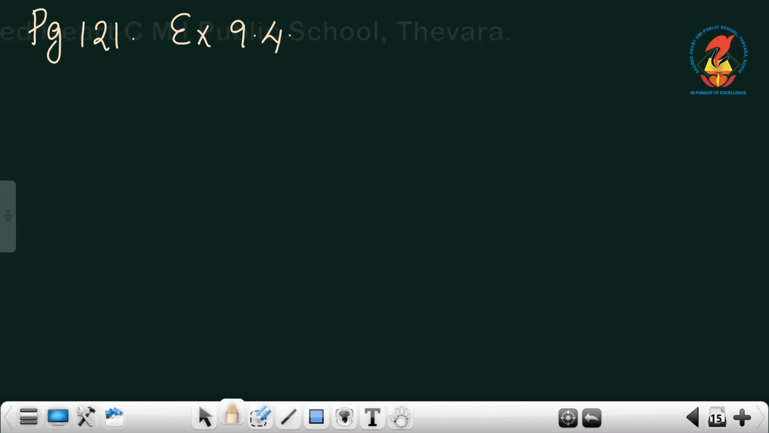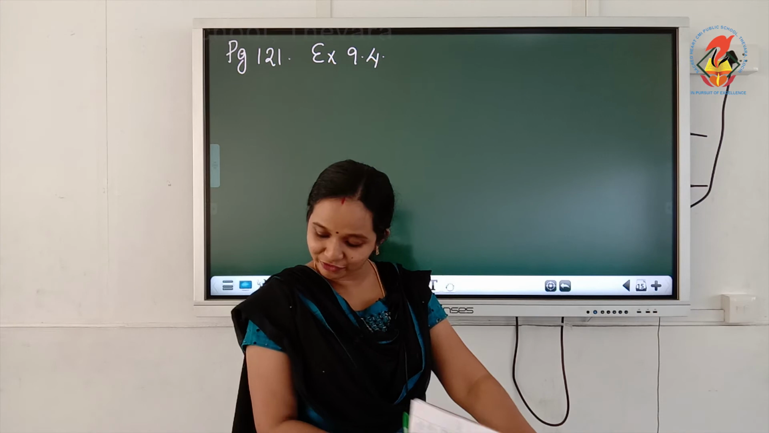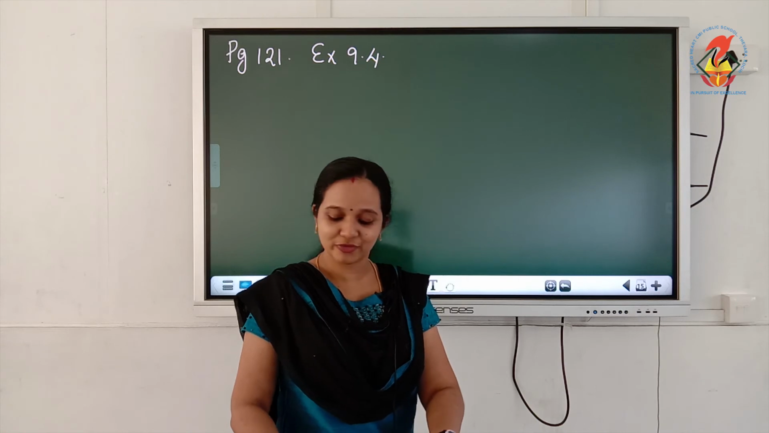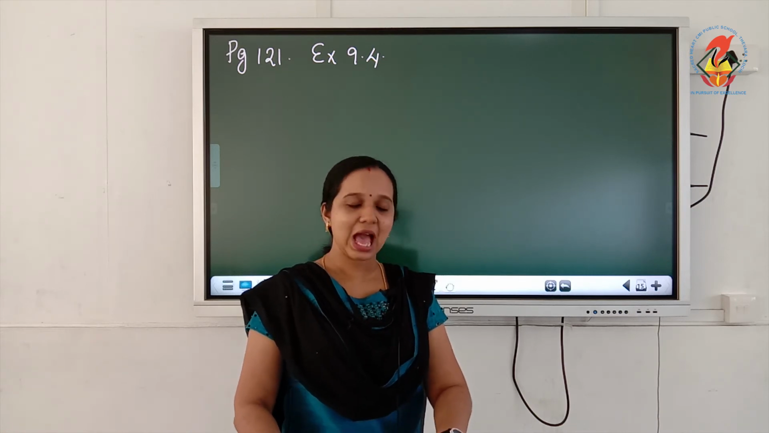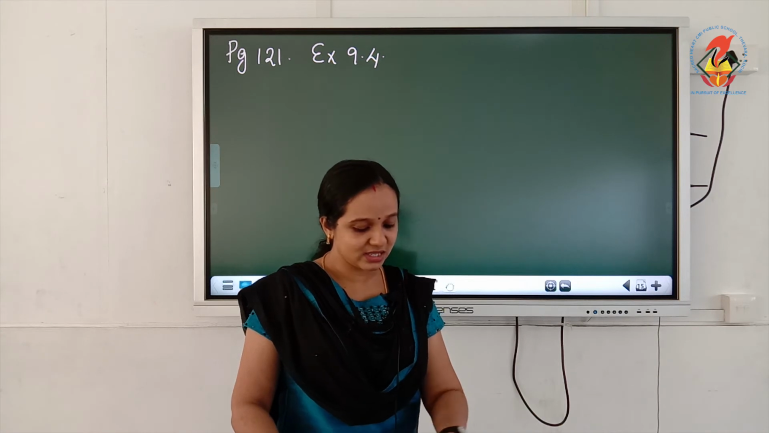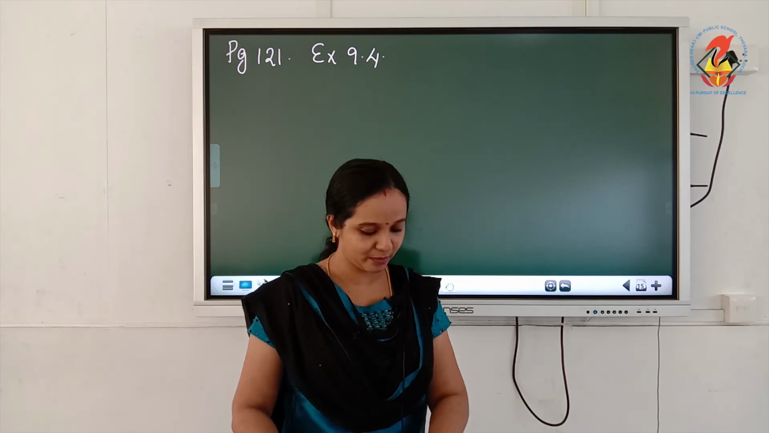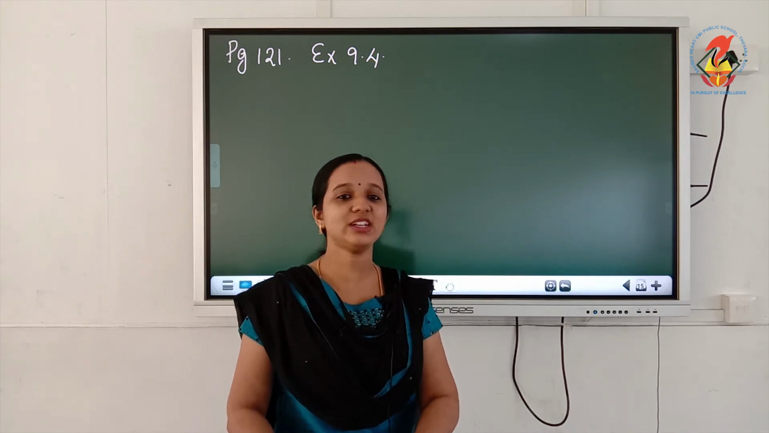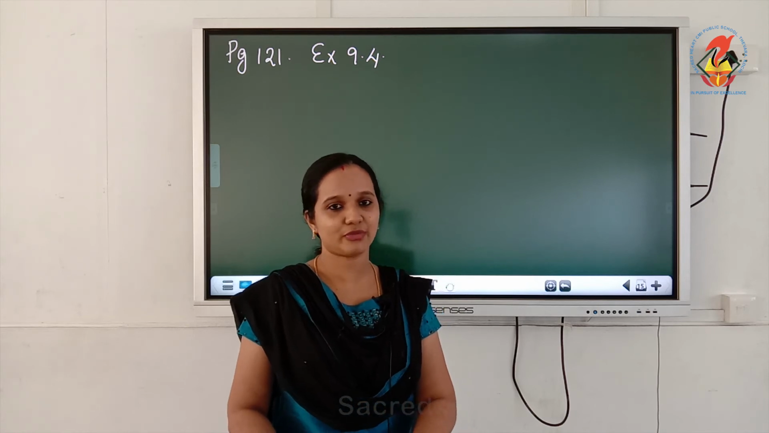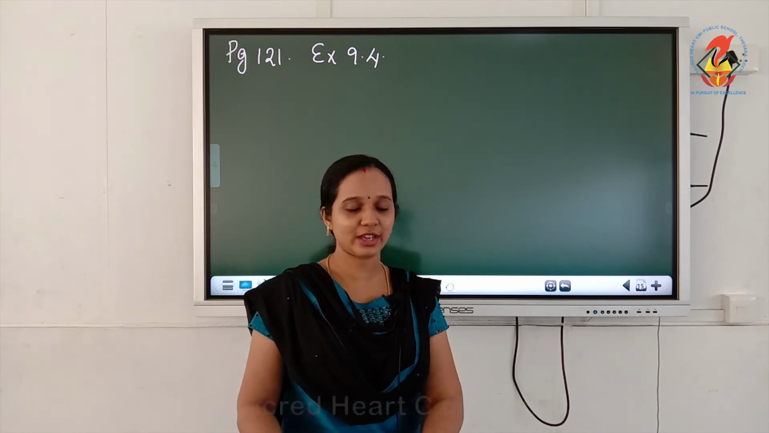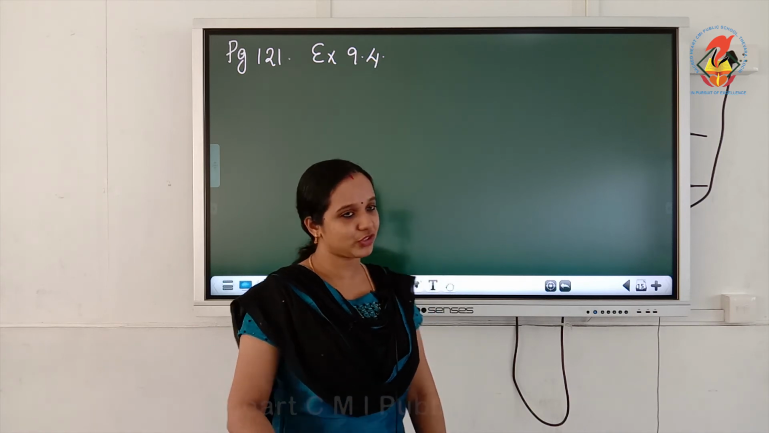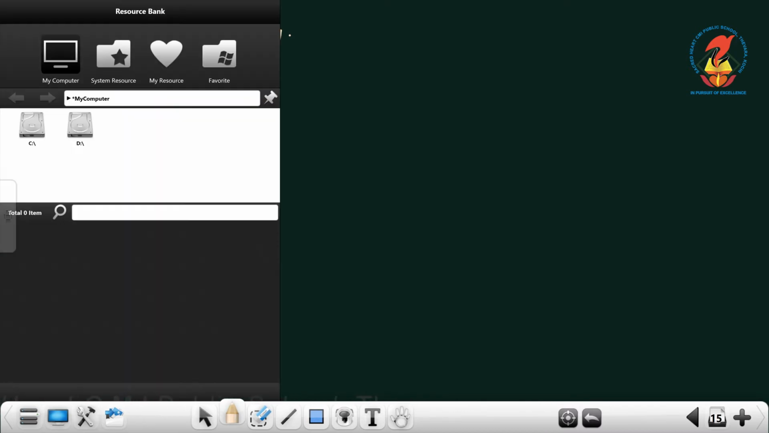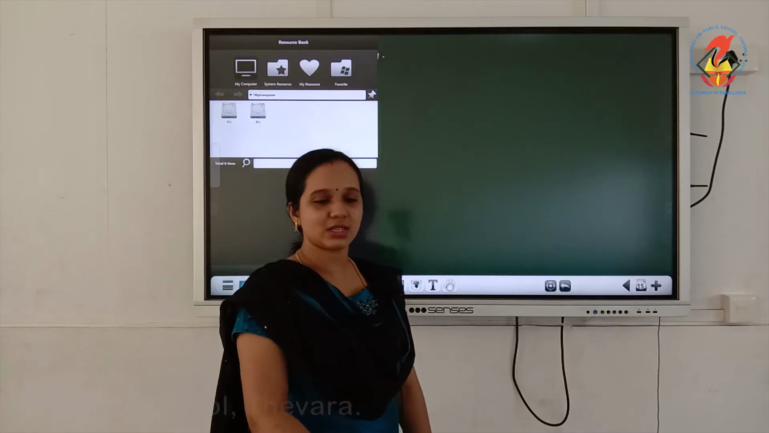The question is, a force of 5 Newton gives a mass m1 an acceleration of 10 meter per second square and a mass m2 an acceleration of 20 meter per second square. What acceleration would it give if both the masses were tied together? Okay, listen carefully. It's a little bit confusing. A force of 5 Newton. So force F is 5 Newton gives a mass m1.